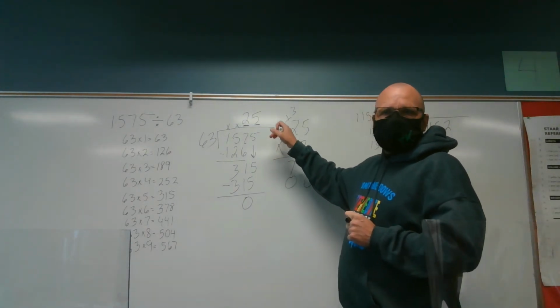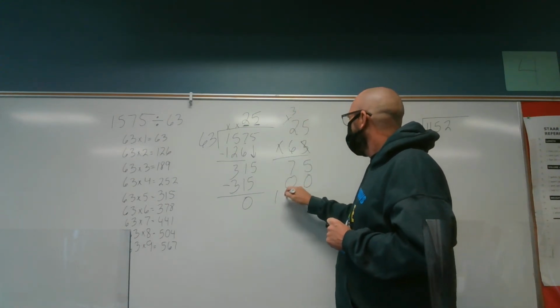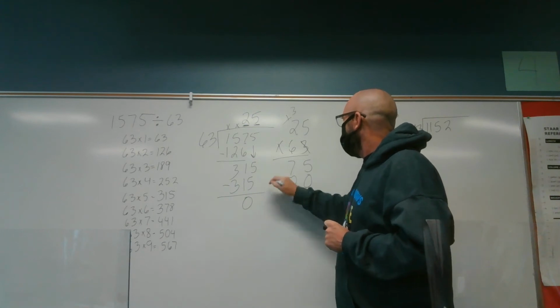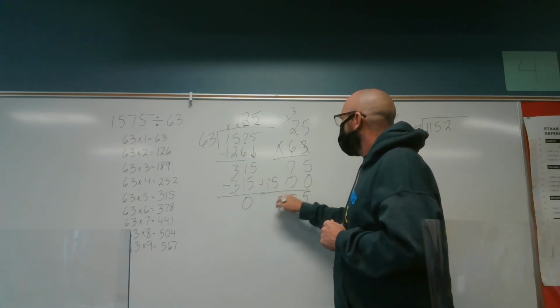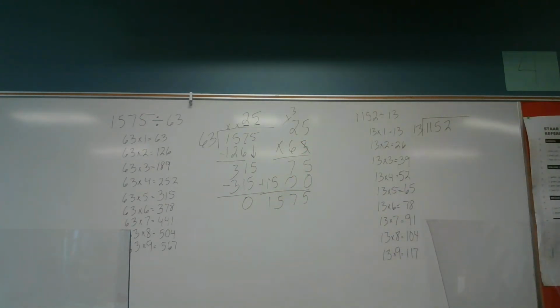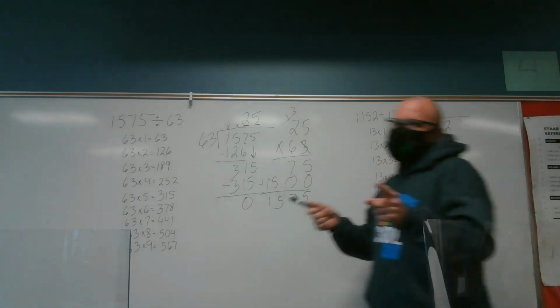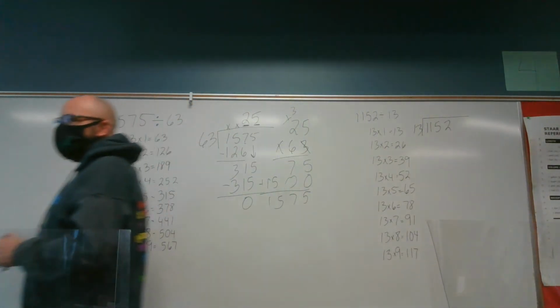Now I multiply 6 times 2 and I get 12, plus 3 more, 15. Oh, sorry. Duh. And then I add these two together. And I get exactly 1,575, which is my dividend. So Nick, you are correct. Thank you, Nick.